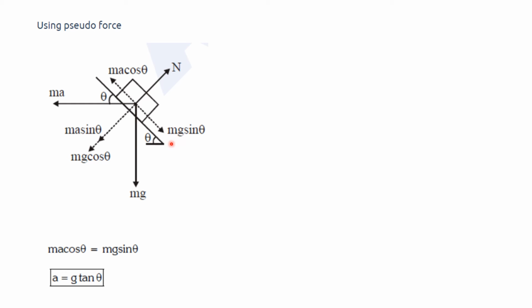Now we can see we need to find that ma cos theta is equal to mg sin theta from here, right? We had to find the relation between a and g. If we use these two equations as done here, m gets cancelled out, right? We take cos theta on the other side. Now we can say that a is equal to g tan theta. Clear?